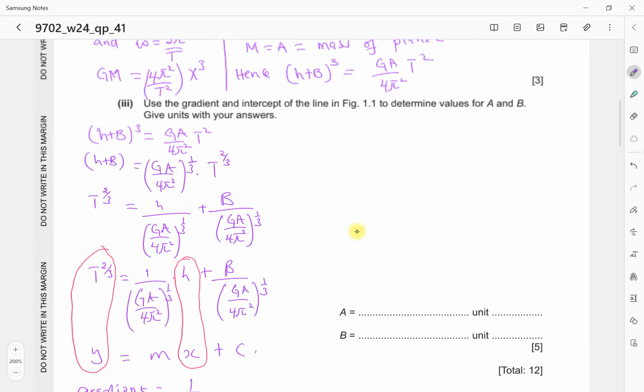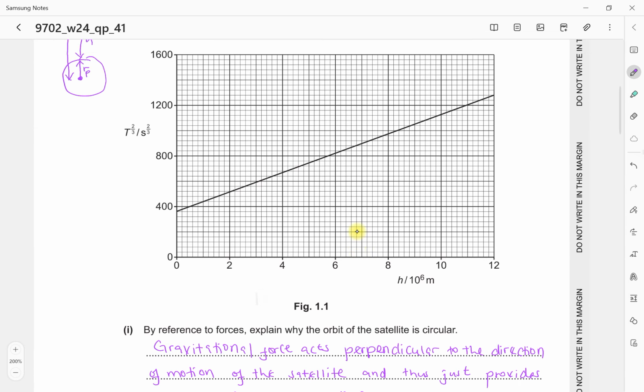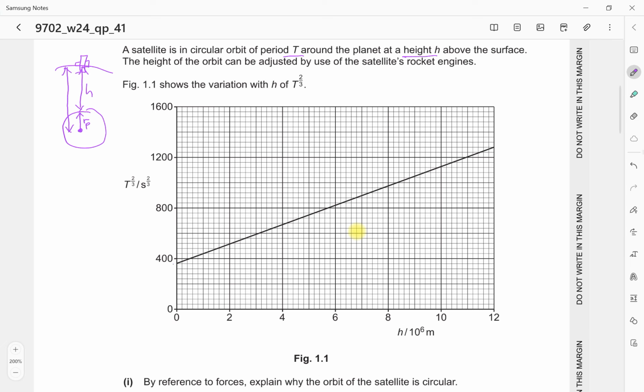So I'll just go to the graph and try to see if I can find the gradient. So I'll take this point here. I think that is according to the scale, 400 divided by 10, each of these is 40. So this is going to be 360. Then this one is going to be 1280. Then on the x-axis I have 0 and 12. So that is the gradient.